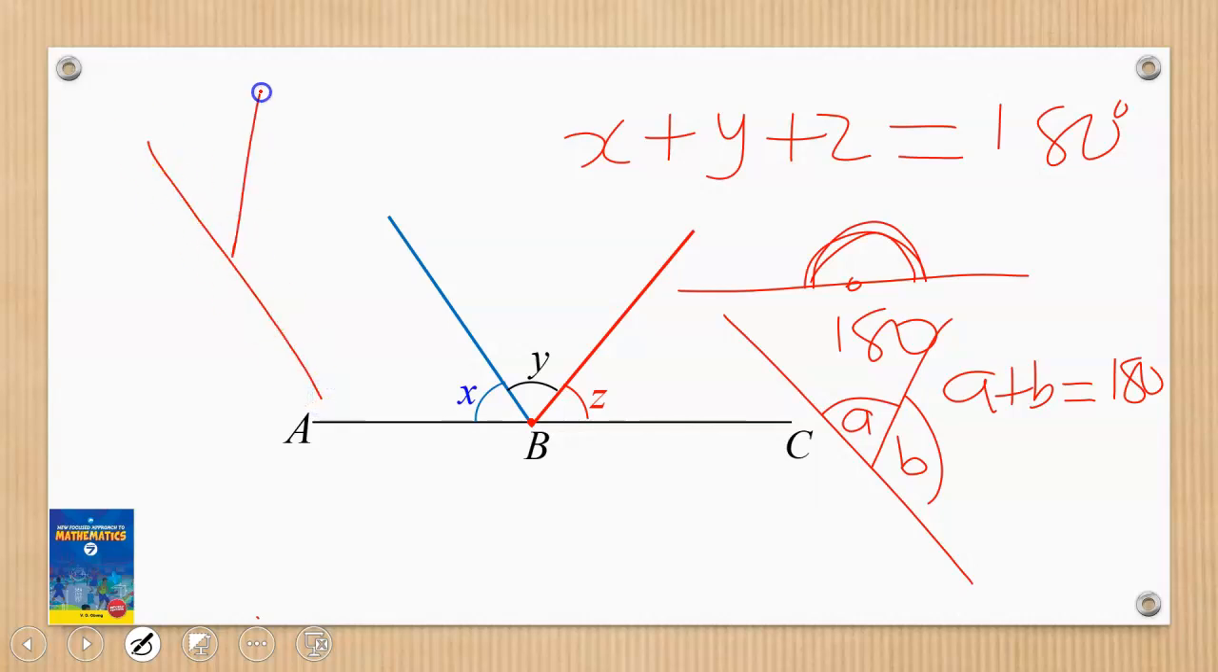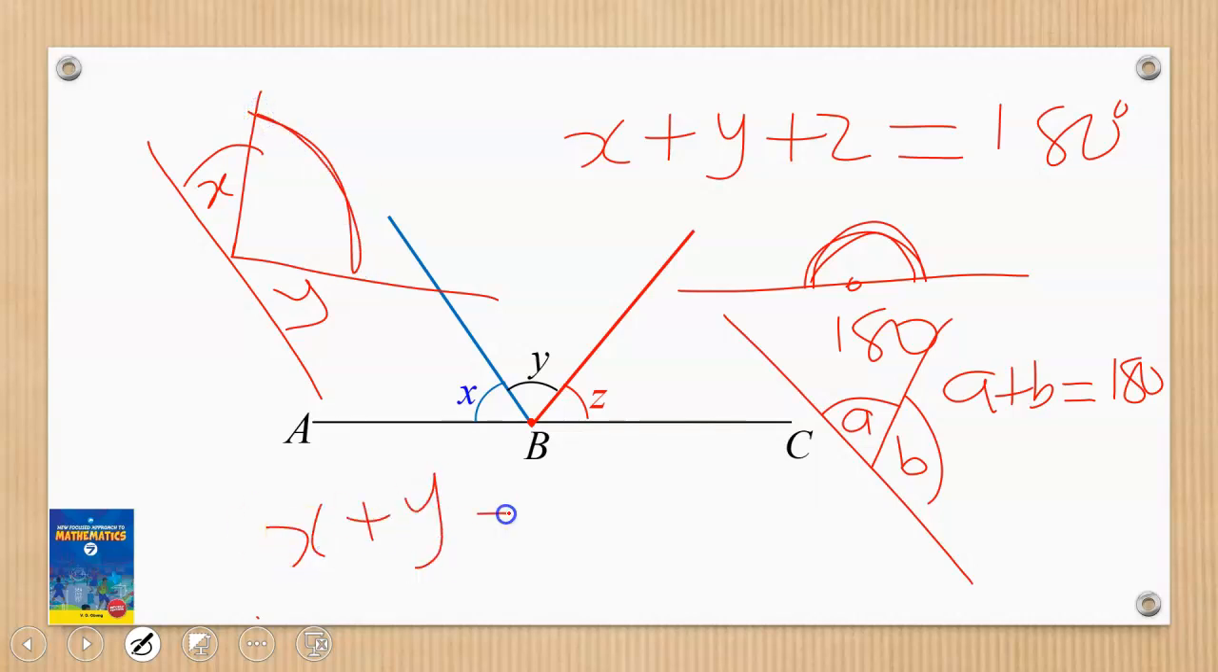Now, if we have maybe three angles, and I have angle X here, and I have angle Y here, until I know the angle in the middle, I cannot say x plus y is equal to 180. X plus y plus a certain angle here together will make the 180. So be careful with that.